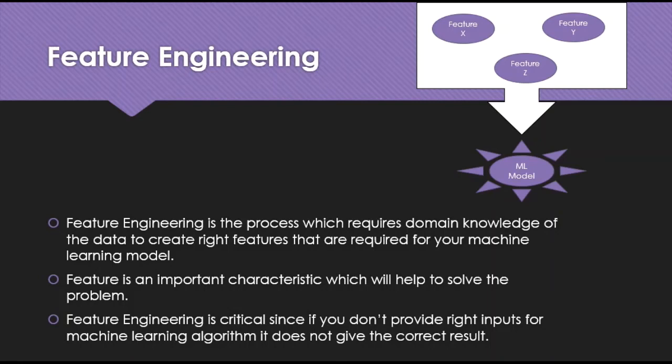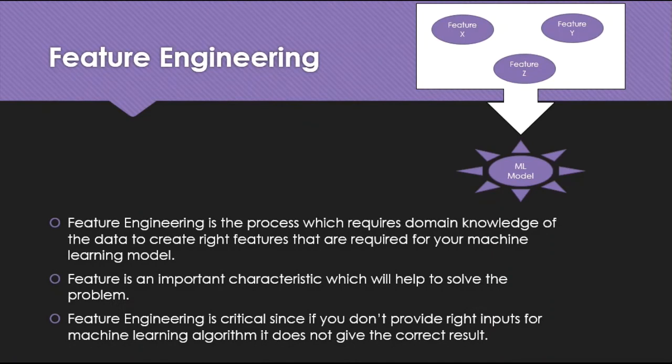Feature engineering is a process that is part of data preparation, which requires domain knowledge to find out the correct features, the value required for the ML model. A feature is nothing but an important characteristic value that helps to solve the problem. Feature engineering is a critical process which extracts the important features for your machine learning model. If you don't give the right features or inputs to your machine learning algorithm, it doesn't give the right result.